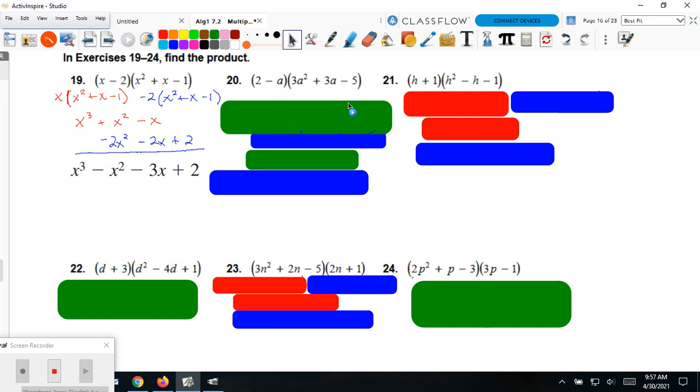Alright, there's a couple other ones that might be a little bit different on these ones. I think I'm going to do the odd ones, and I'll have you come back and do the evens. So for number 21, let's take a look at 21.